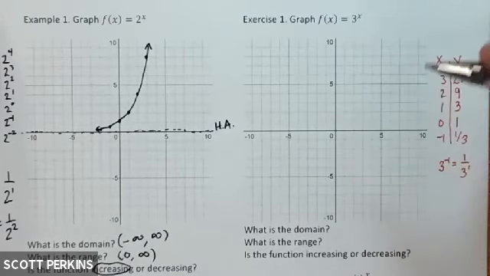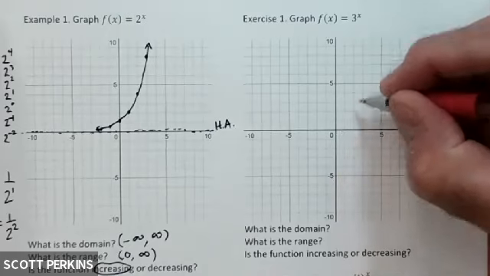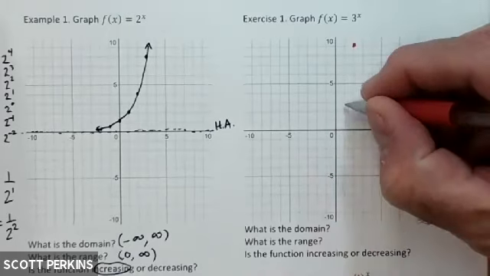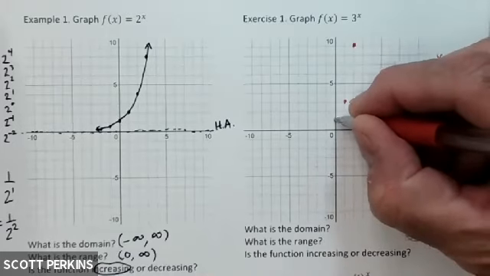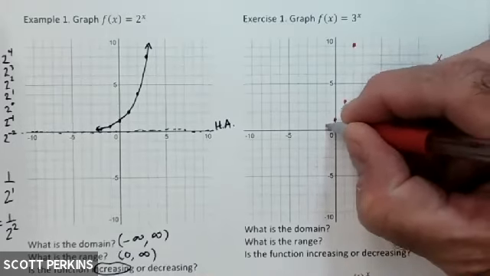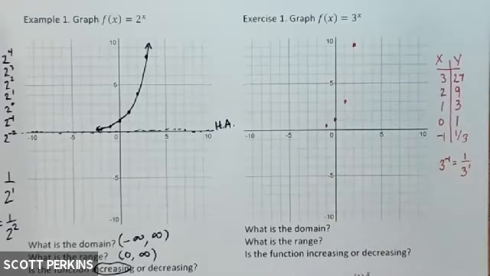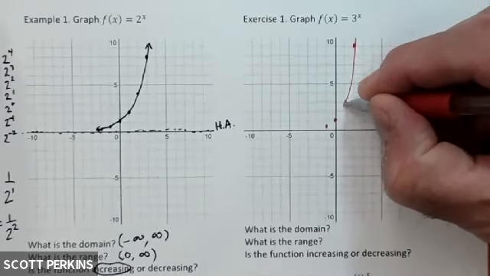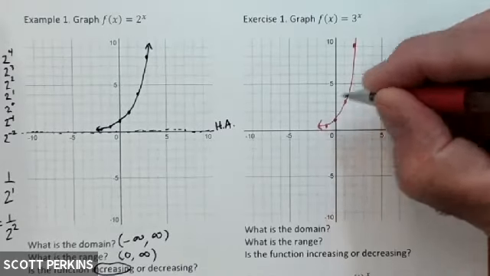So now I'll plot those points. I'm not going to plot 3 and 27 because I'd have to write on the desk. So now 2 and 9. So 2 just at the top of my grid. 1 and 3. 0 and 1. -1 and 1/3. If you put in -2, you got a 9th. So you've got something even smaller. And so here's what my curve looks like. It's dropping down, just like this.